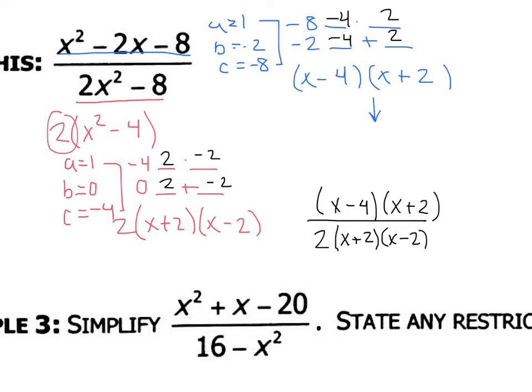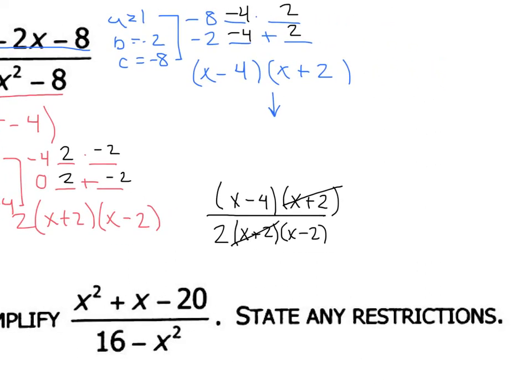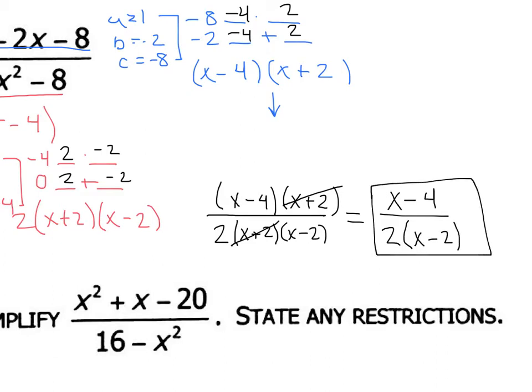The last step is then to cancel out any common factors. And it looks like the x plus 2's are common. So I'm going to cancel them out. So what that leaves me with is x minus 4 on top, and then 2 times x minus 2 on the bottom. And that is that rational expression simplified. Okay? All right.